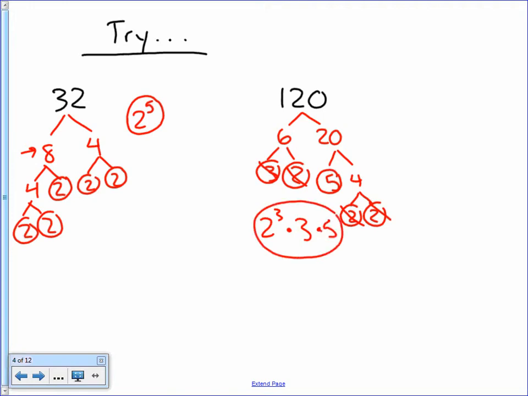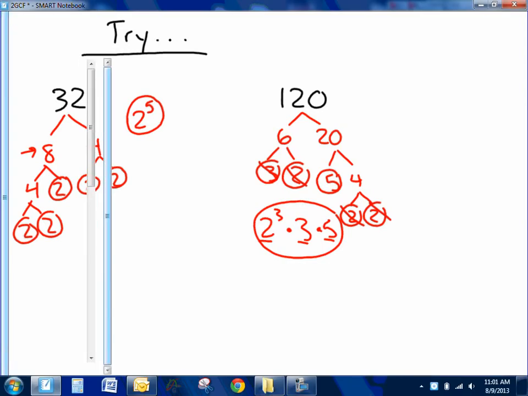And you might notice how I go from the lowest prime number to the highest prime number. It's okay if you don't do that, but it kind of organizes your mind a little bit about what prime numbers are inside that prime factorization.